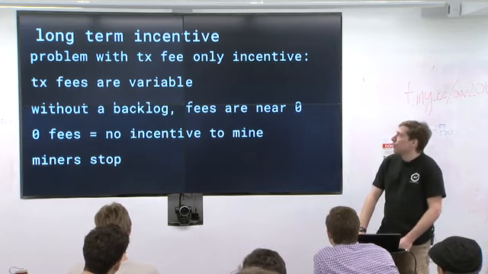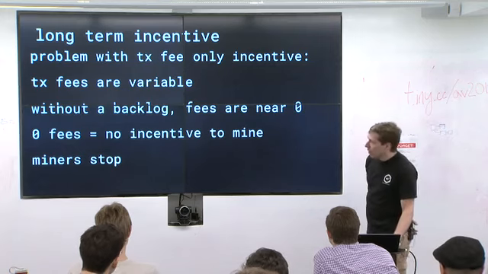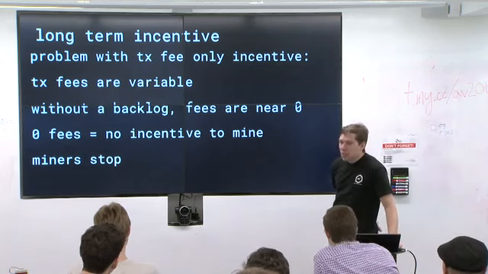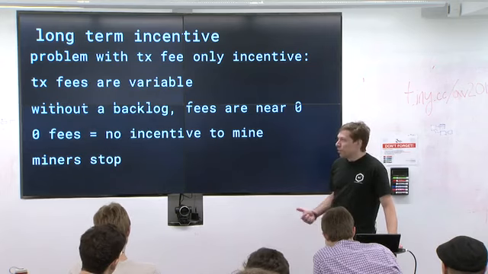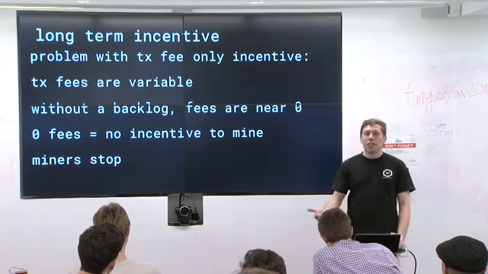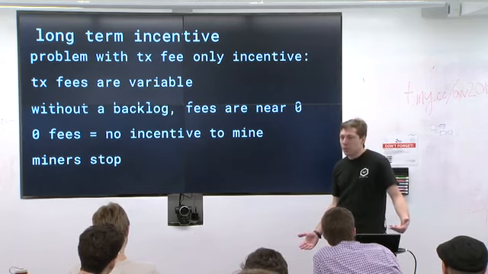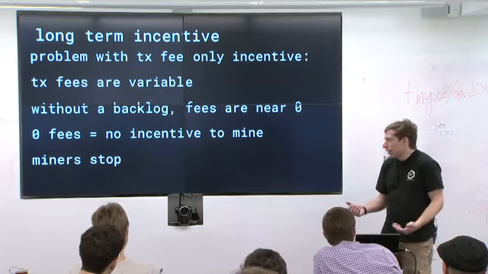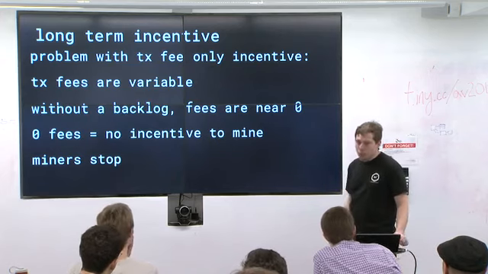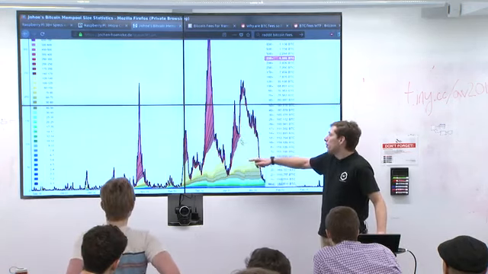There's a lot of problems with the fees being the only incentive, in that TX fees are very variable. Without a backlog, the fees tend to go to pretty close to zero. And if the fees are zero, there's no reason to mine, right? All the new coins have been generated. There's no fees in the mempool. Maybe I have a megabyte worth of zero fee transactions in the mempool, but as a miner, why am I spending electricity to mine this? I get nothing. So the miners just turn off, right? That would be what they should do. And you can see, yeah, it's super variable. Maybe miners are like, oh, this is great, we're making a ton of money.